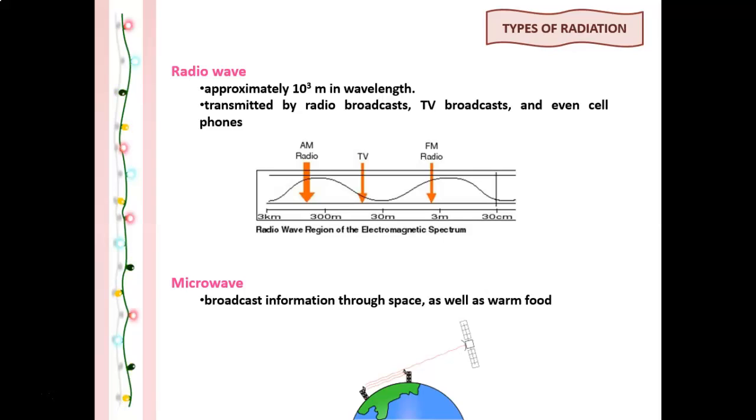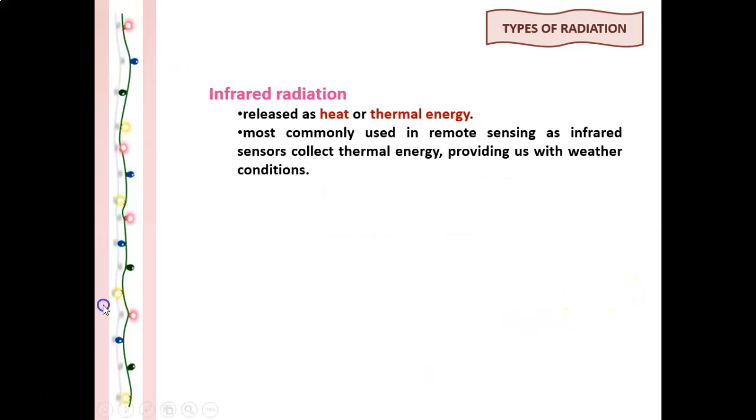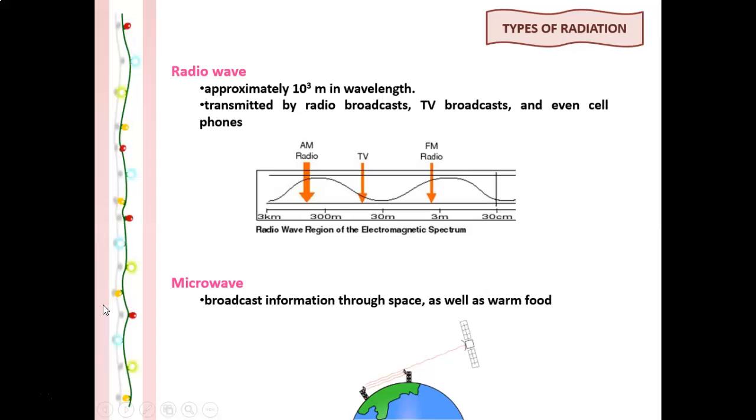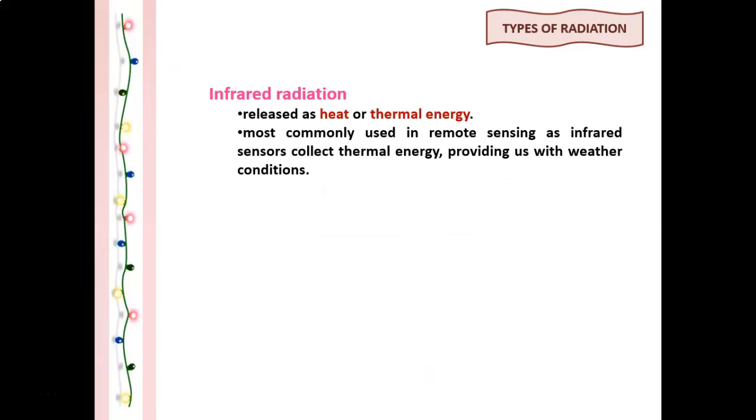For example, radio wave. We use the radio wave transmitted by radio broadcast, TV broadcast, and even cell phone. For microwave, it is used to broadcast information through space as well as to warm food. For infrared, released as heat or thermal energy, most commonly used in remote sensing, as infrared sensors collect thermal energy, providing us with weather condition.